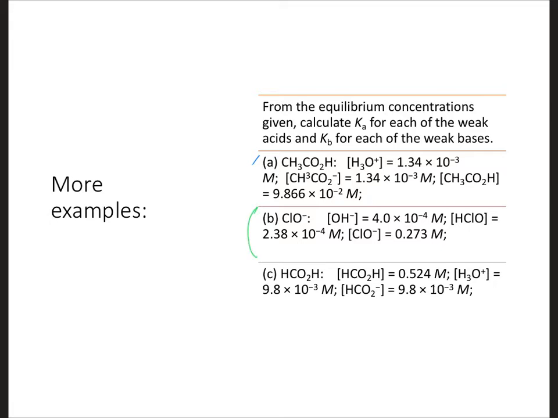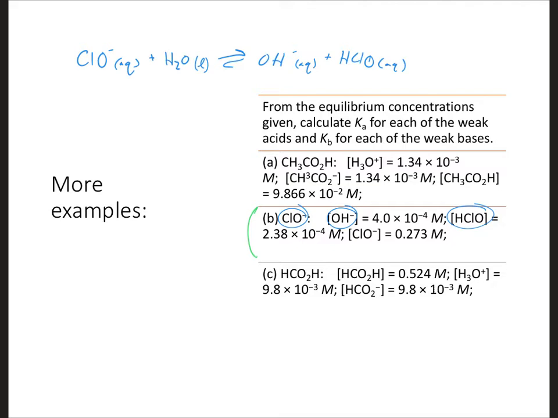So now let's look at the next example. In this example, they are going to ask us about a weak base, which is going to be ClO-, and they are going to leave it up to us to figure out what this equation is. So based on the information that they gave us, we're interested in ClO-, it's going to be on the left. It's going to produce hydroxide ions, so that should be on the right side. It's going to produce HClO on the right side, so let's go ahead and put that over there.